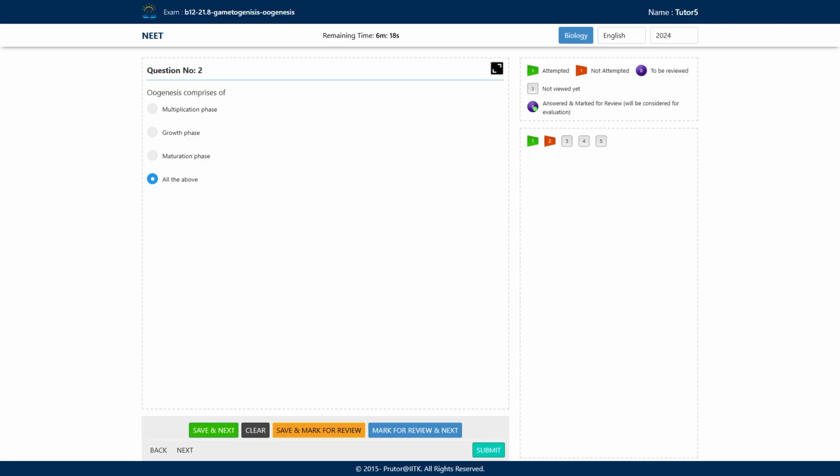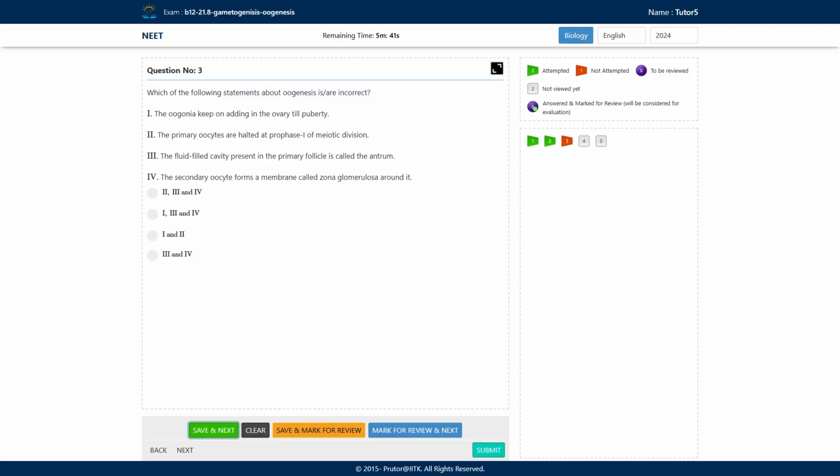The oogonia differentiate and multiply. Oogonia can undergo mitotic division, so they can increase their number by mitosis. In the growth phase, oogonia differentiate into primary oocytes. In the maturation phase, the primary oocyte completes its first meiotic division, forms the secondary oocyte, and the secondary oocyte will form the ovum. So all of the above, option D, is the correct answer here.